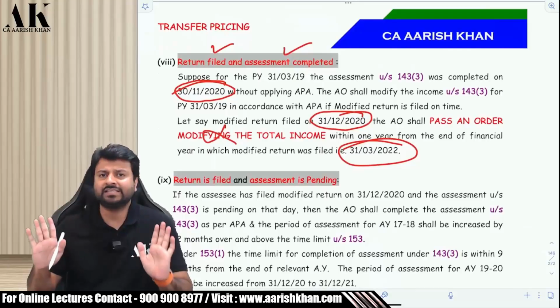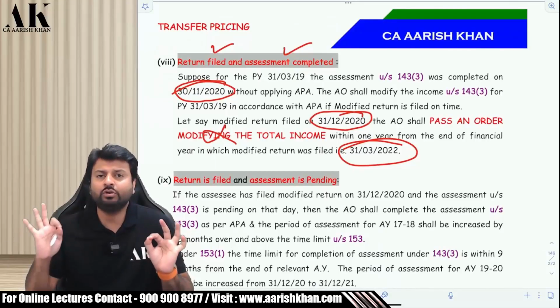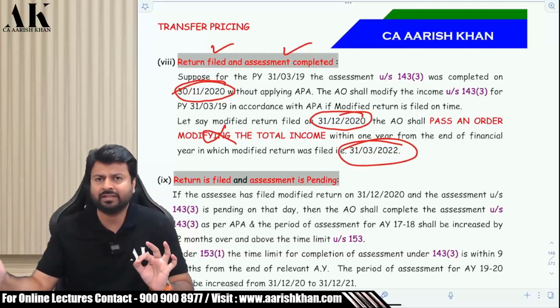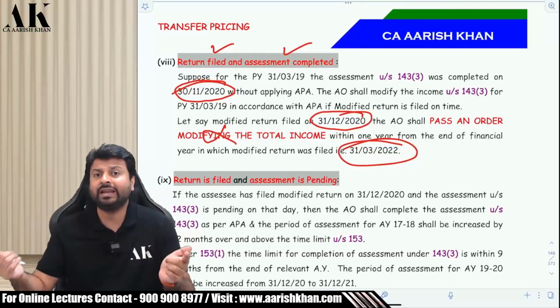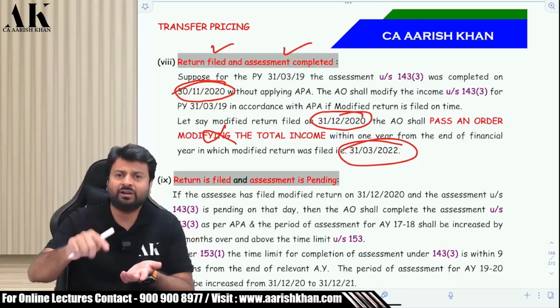Okay, so don't worry. Even if the assessing officer has completed the assessment, you don't have to worry. You have to do your job properly. You file the modified return by 31st December 2020. How do I arrive at 31st December 2020? Within 3 months from the end of the month in which the APA agreement was signed.